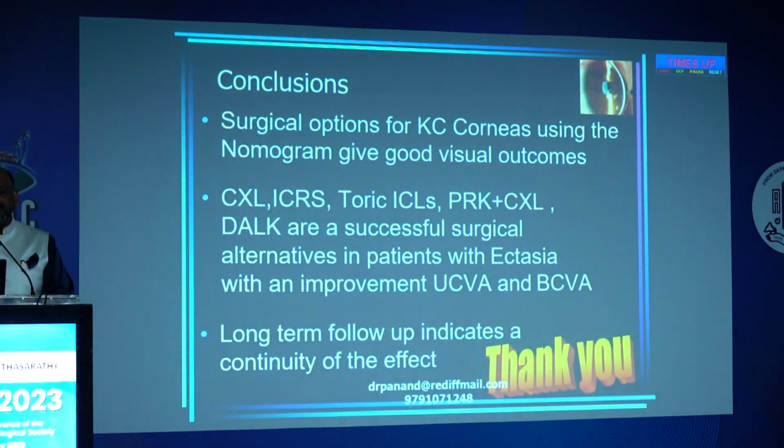So in conclusion, surgical options for keratoconus corneas using a nomogram give good visual results. A combination of treatments, almost all have good successful surgical alternatives with an improvement in the uncorrected and the best corrected vision. And the long-term follow-up does indicate a continued improved effect. Thank you so much.